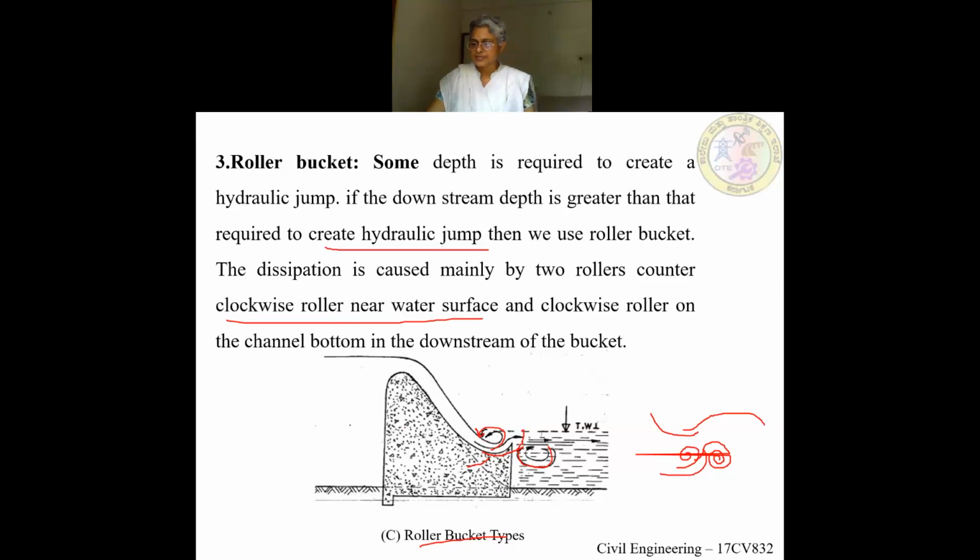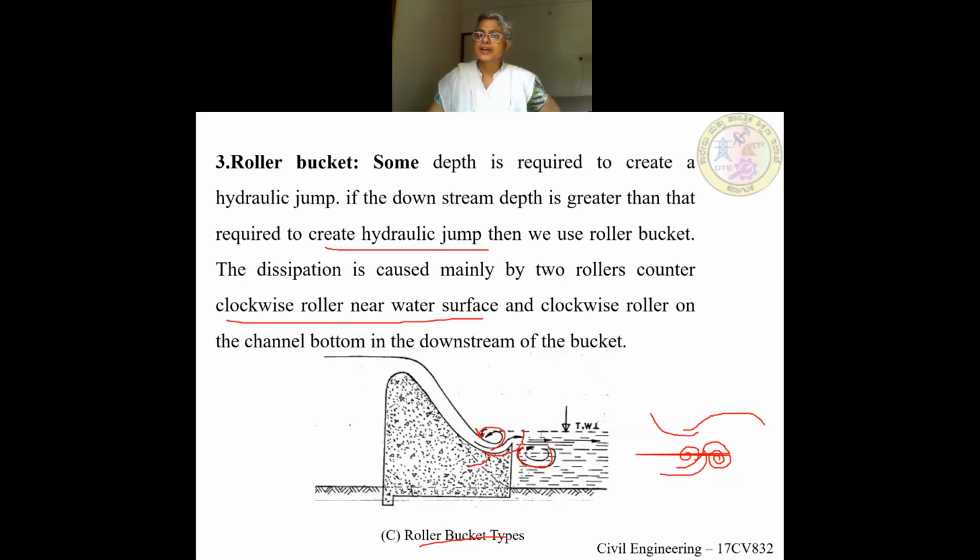So there are three types of energy dissipator we discussed. One is the stilling basin, the other one is the flip bucket, and the third one is the roller bucket. Stilling basins are used when hydraulic jump is created. When the hydraulic jump is created, at the end of the fall of water, a stilling basin is provided which will reduce the velocity of flow, so when the water flows onto the stilling basin, the energy gets dissipated. The second one is a flip bucket.